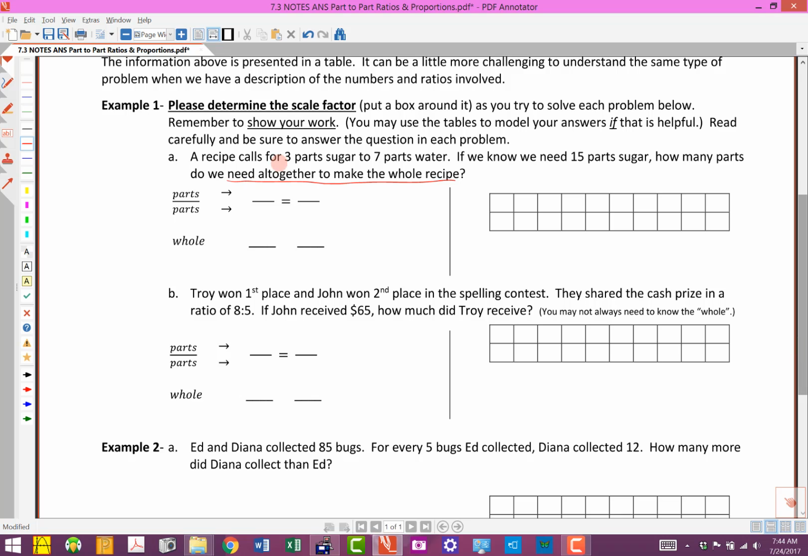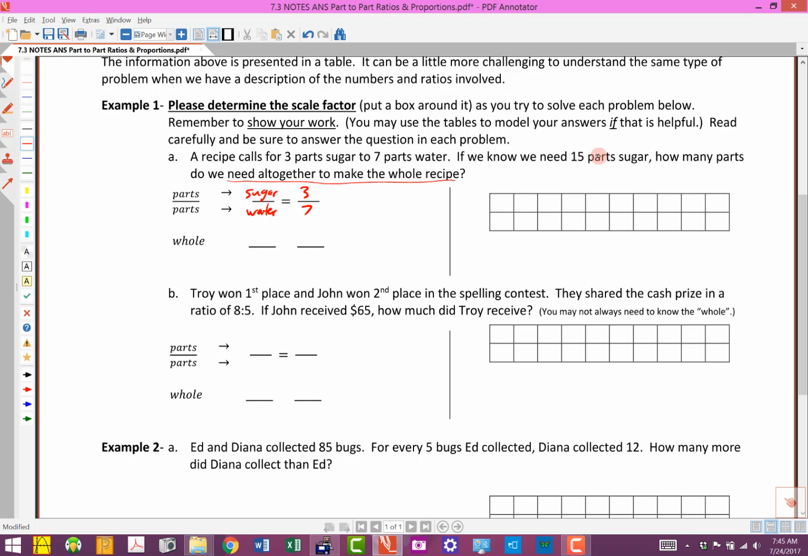So 3 parts sugar to 7 parts water. We're going to keep track of the parts and the whole on this one. So we're going to say that this is the sugar, and this is the water. Instead of red and yellow chips, we're going to have sugar and water chips, if you want to think of it that way. So this is 3 to 7. Okay. Now, we know we need 15 parts sugar.